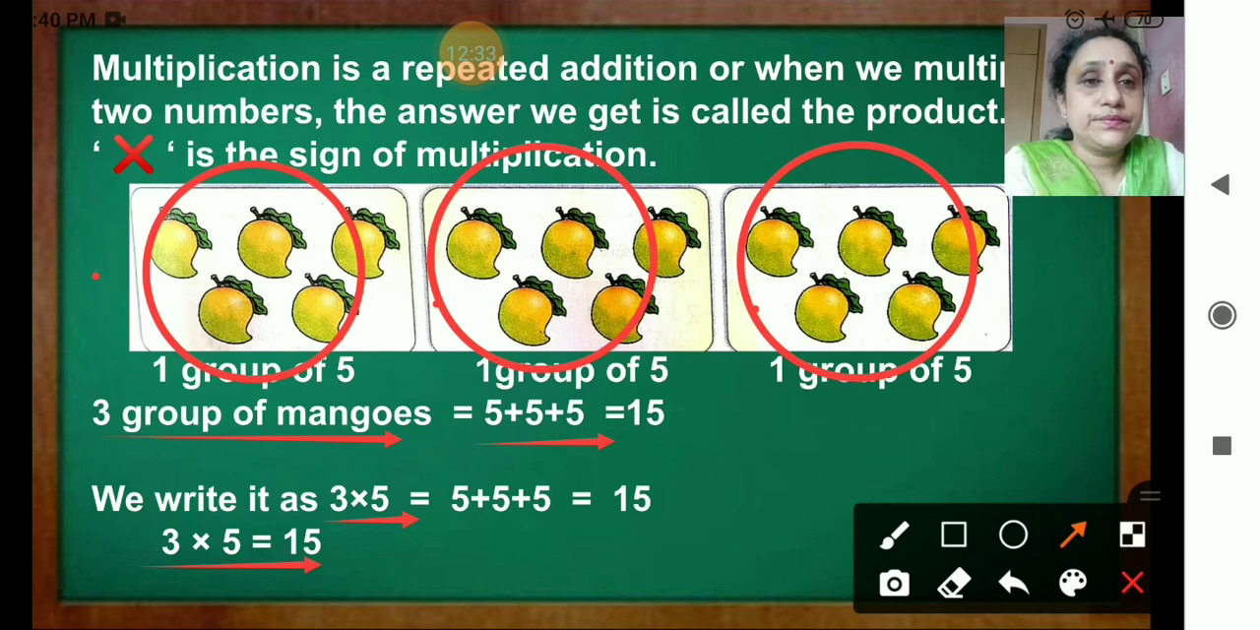Understood, children? How to do it? 3 groups of mangoes and then 5 plus 5 plus 5, we are getting 15. So you can see it is a repeated addition. So 3 fives are, we multiply the 3 groups of mangoes with the number of mangoes in each group. So 3 into 5. Clear?